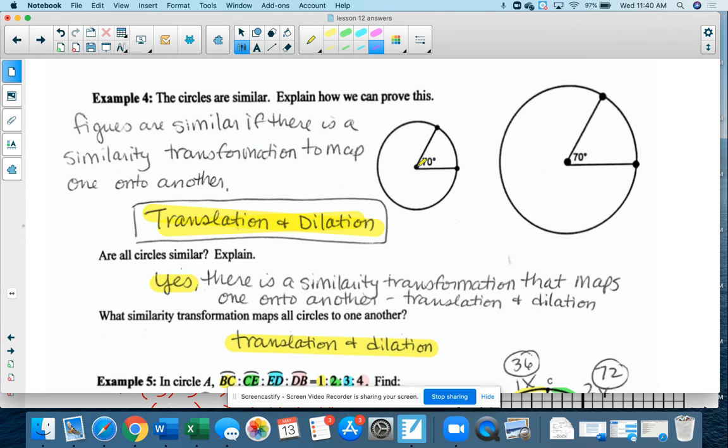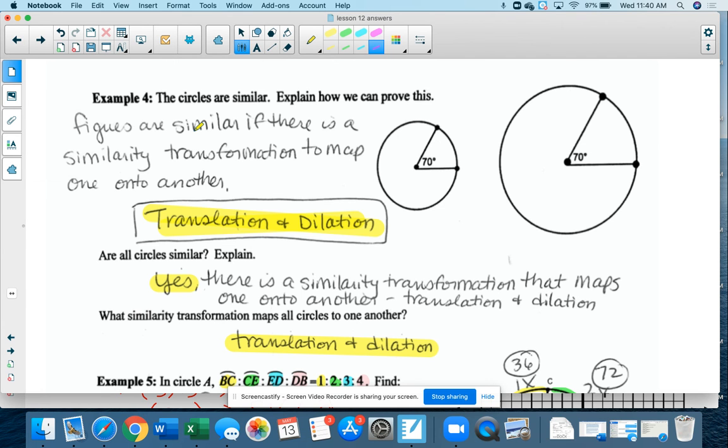Is there a way I can map this triangle onto this triangle? Absolutely. I can translate it. So now the triangles are sitting on top of each other, but this one would be a little bit smaller then. So after the translation, I would have to dilate it until they were the same size, until their radiuses were the same size. Now, I'm not really dilating the angle, I'm dilating the length of the radius. So I would have to know the radiuses in order to figure out what that scale factor is for the dilation. But the key concept is that all circles are similar.